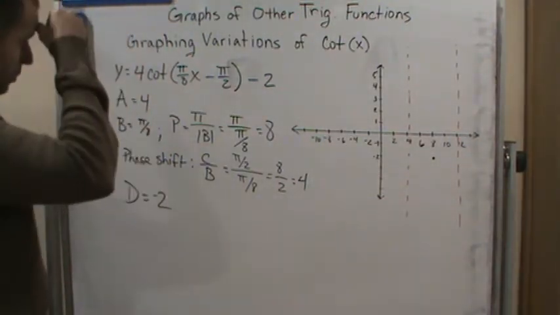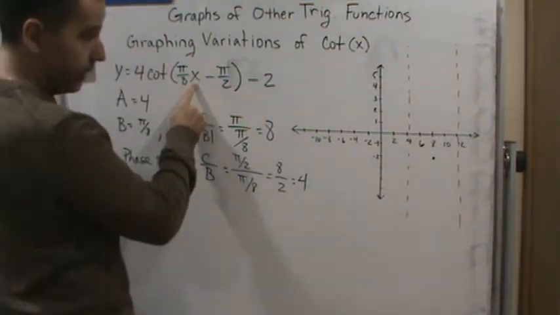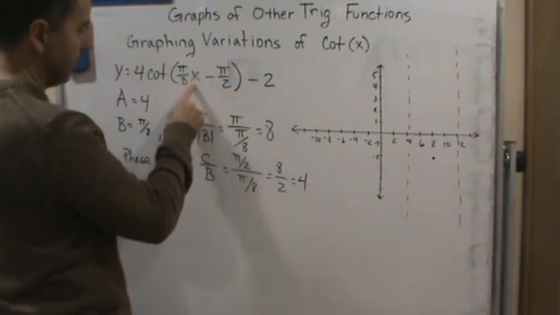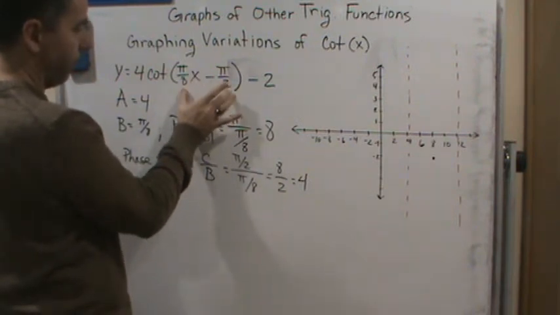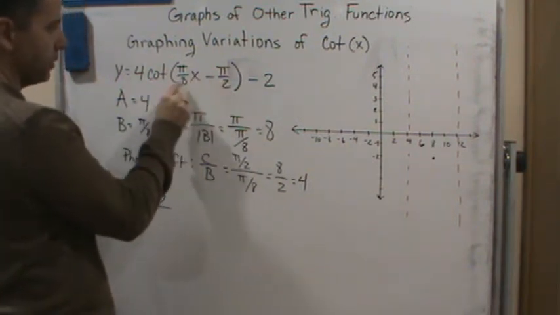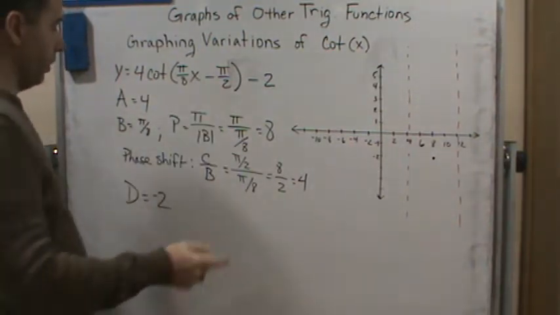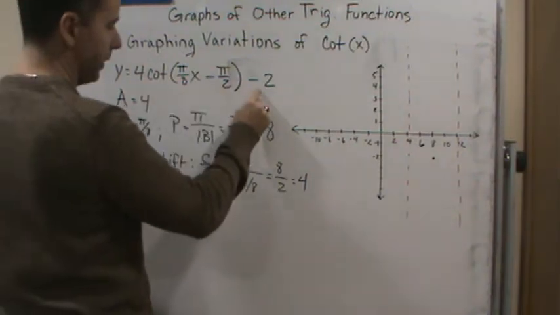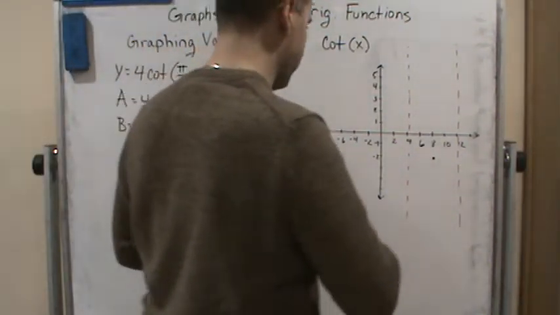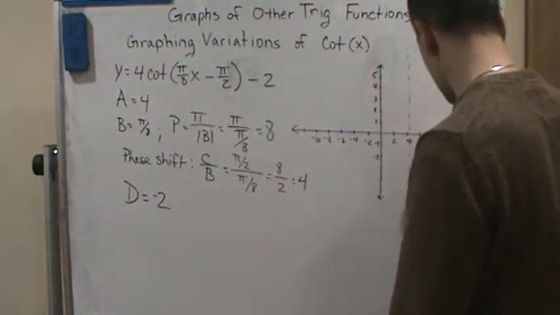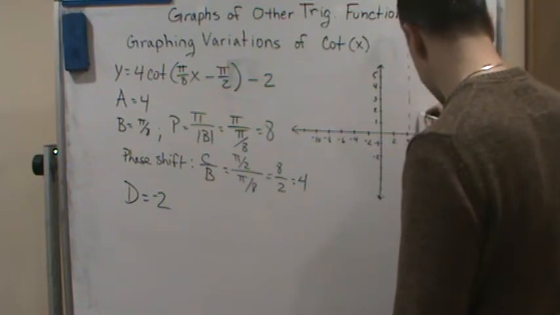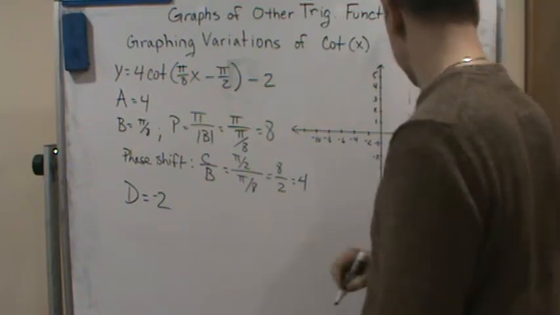So if I put 6 here, I'm going to get pi over 4 here, and the cotangent of pi over 4 is 1, which means I'm going to get 4 minus 2, which is 2. So my other point is going to be 6 comma 2. That's going to be right about there.